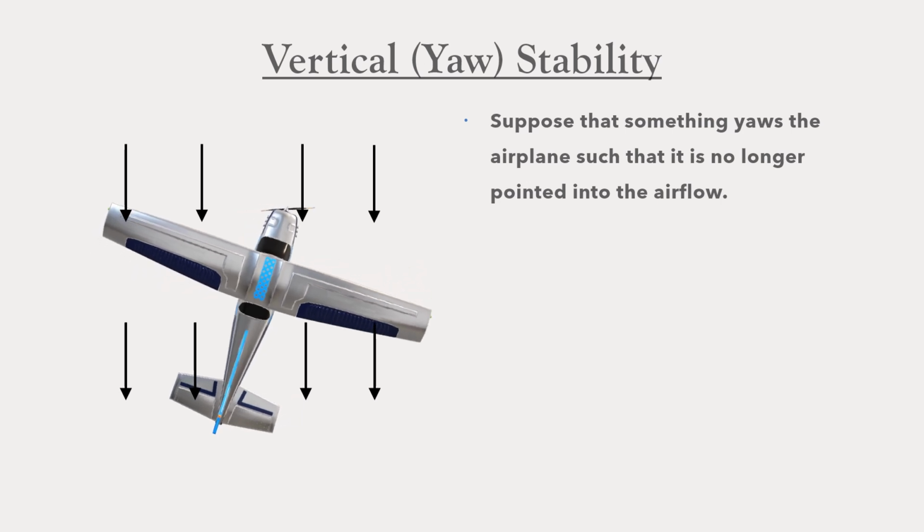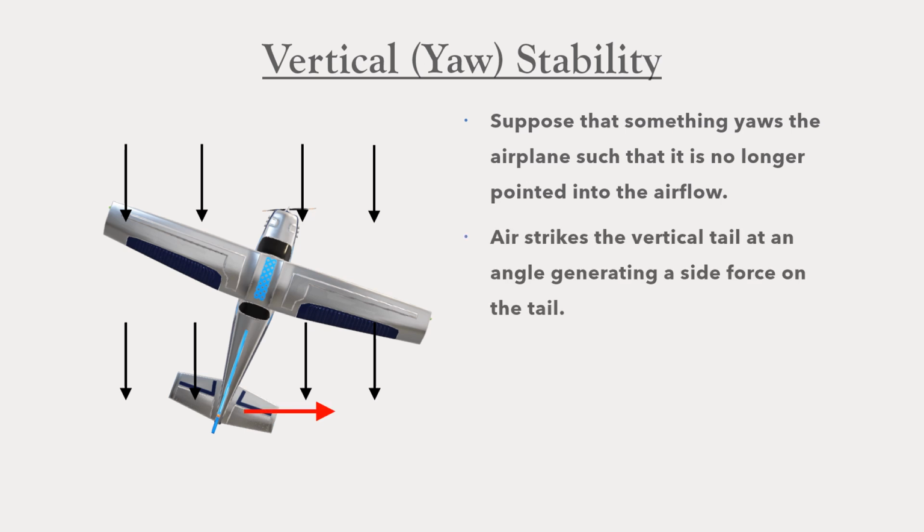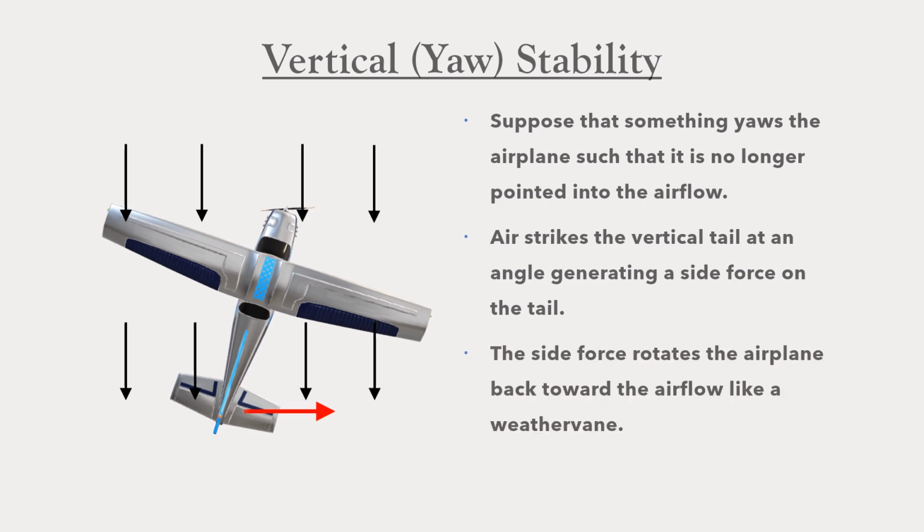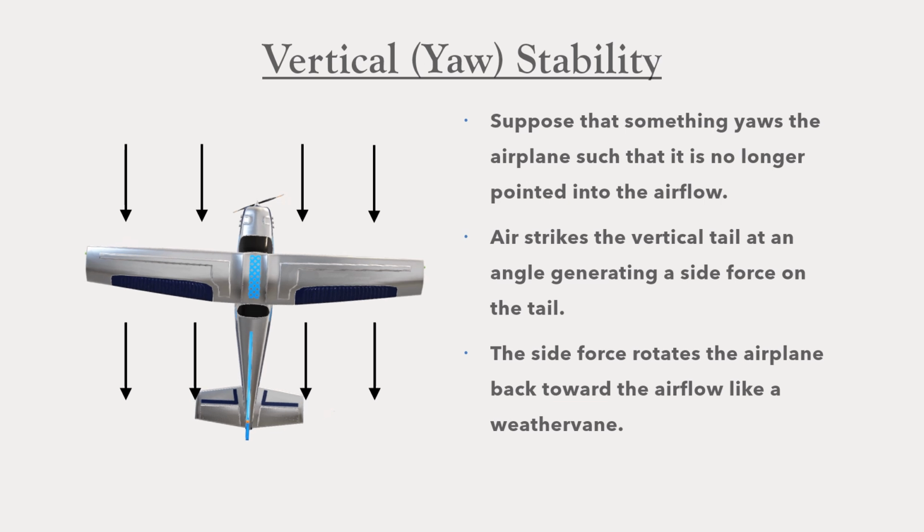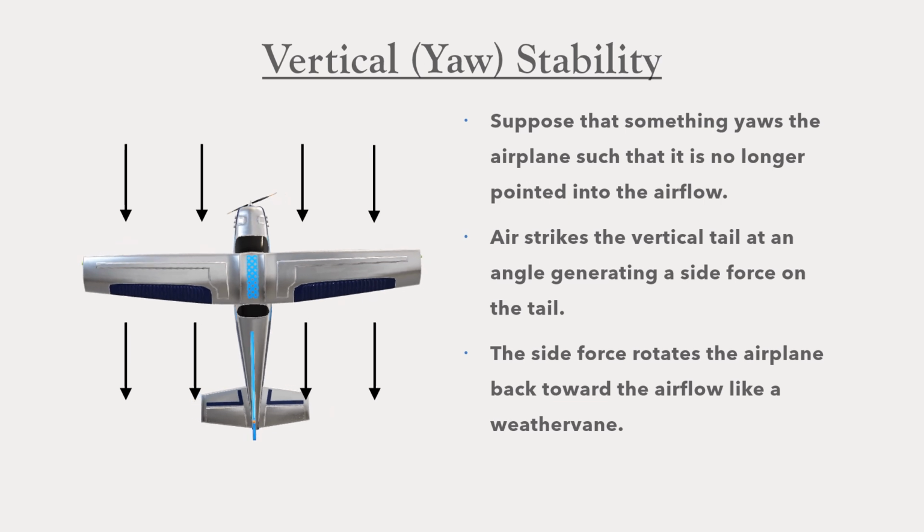Suppose that some disturbance causes the airplane to yaw so that it is not pointing into the airflow anymore. That airflow will strike the vertical tail at an angle, and when it does that, there will be a lift force off the vertical tail that pushes the back of the airplane back around like a weather vane and yaws the airplane back so that it is once again pointed into the airflow.